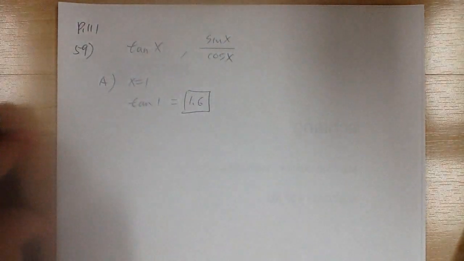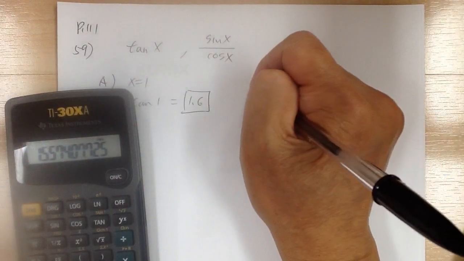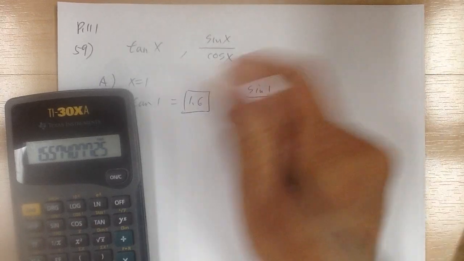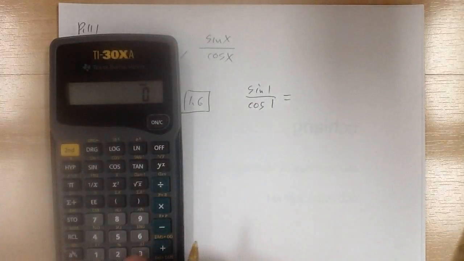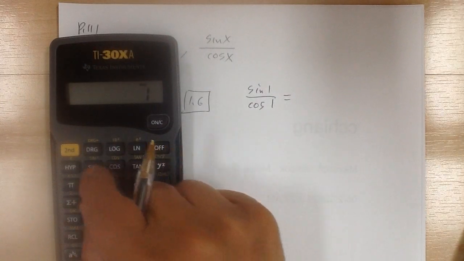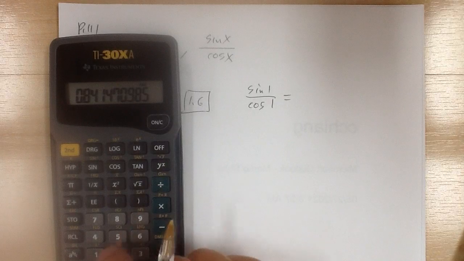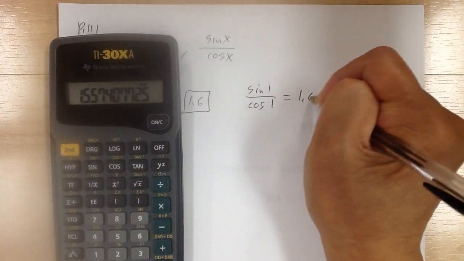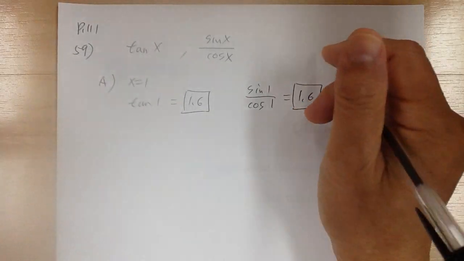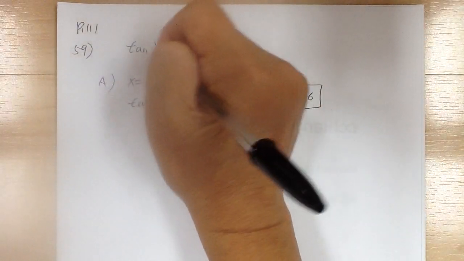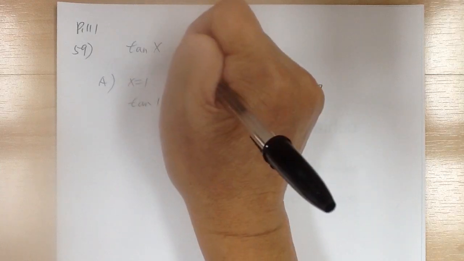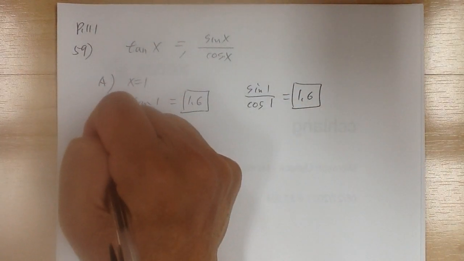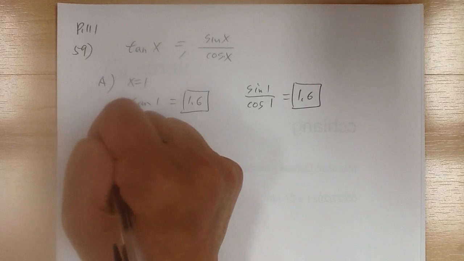And then from here, you're just going to do the same thing. So sine 1 radian over cosine 1 radian equals, so 1 radian sine divided by 1 radian cosine equals, again, 1.6. Okay? So you can see that this is the identity. So tangent equals sine over cosine. Okay, so they are equal. Okay, so this is your identity.